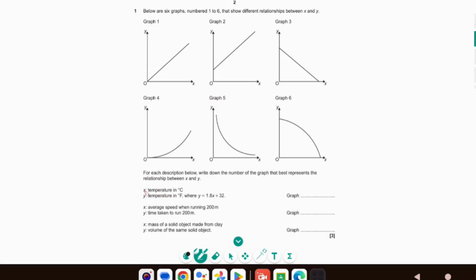X is the temperature in degrees C, Y is the temperature in degrees F, where Y is equal to 1.8x plus 32. I can see this is a linear, straight line graph, so that's either graph 1, 2 or 3. This has a positive gradient, so I know it's sloping uphill, so it's graph 1 or 2. And I know it won't start at 0 because it's 1.8x plus 32. If x is 0, it's going to start at 32, so it's got to be graph 2.